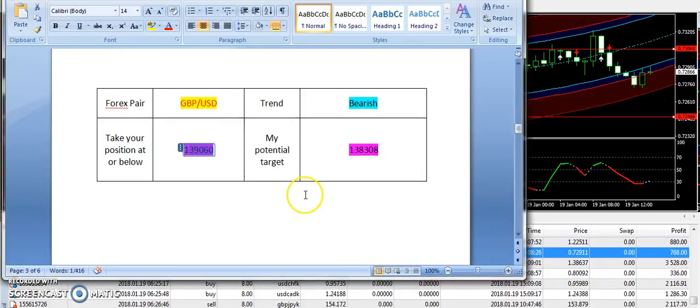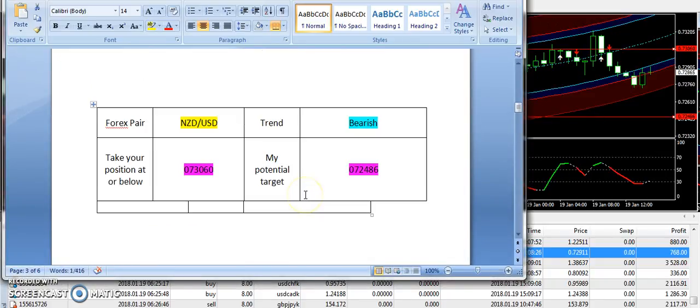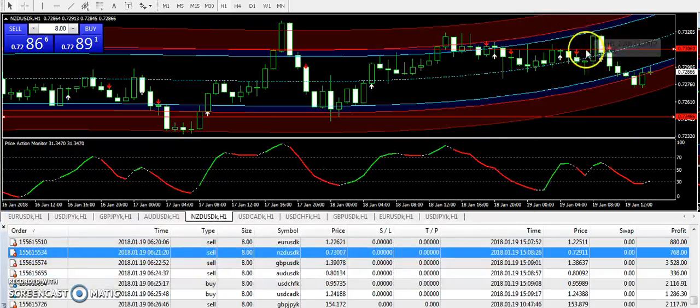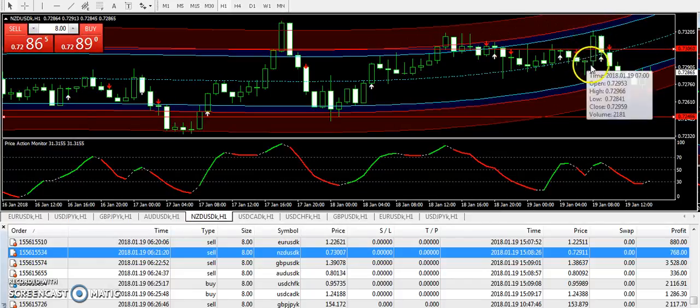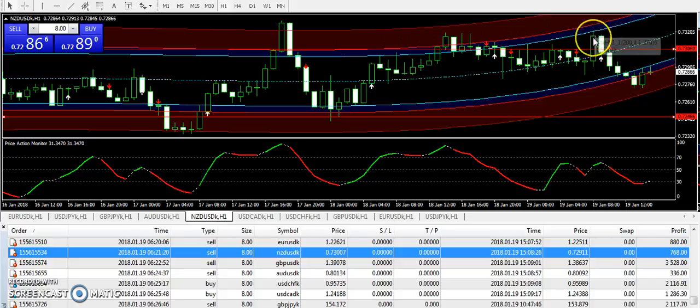Okay, now let's talk about another pair that is satisfied completely. New Zealand USD, a bearish signal was supplied at 073060. First of all, it was a deception. So guys, this is the thing. Look at this long bullish candle. That was our deception from the market movers, that we are pumping up. They are trying to catch more buyers.